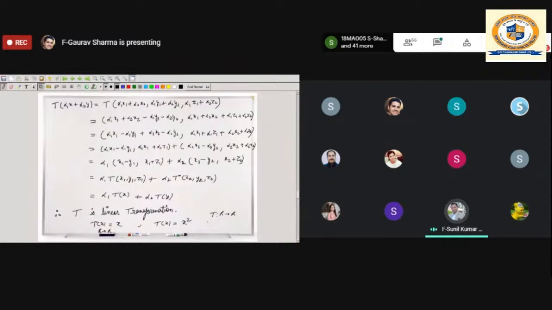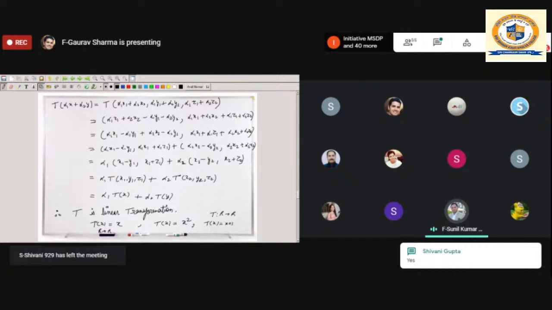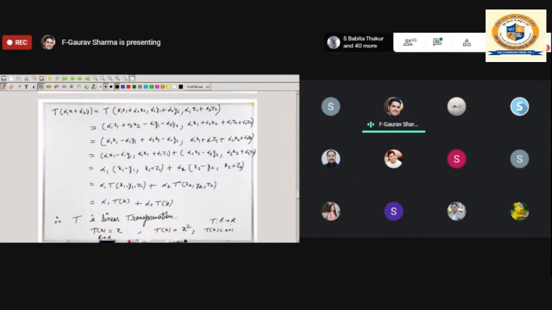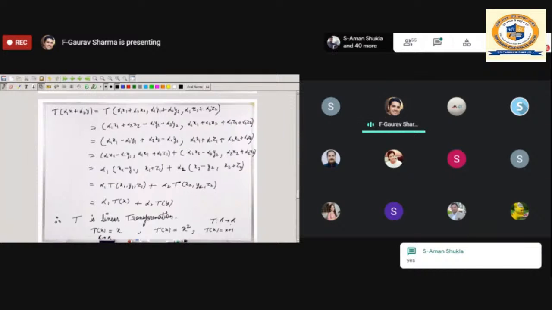Gaurav sir. Yes, sir. Write one more example also: T of x is equal to x plus 1. They should also think whether it is a linear transformation or not. We can check this way whether they are preserving these two operations or not. Later we will discuss some properties by which we can check if these are not linear transformations. For proving that these are not linear transformations, we will check those properties only.